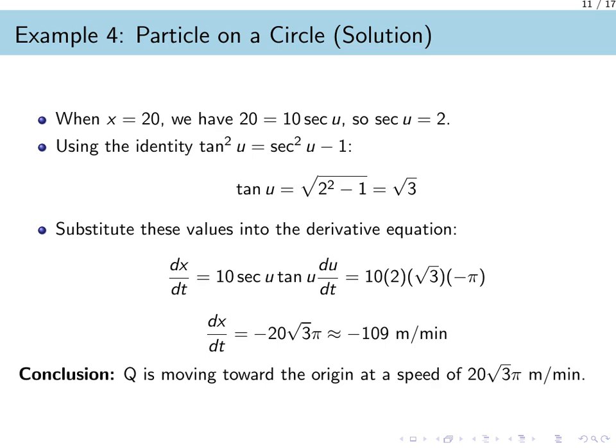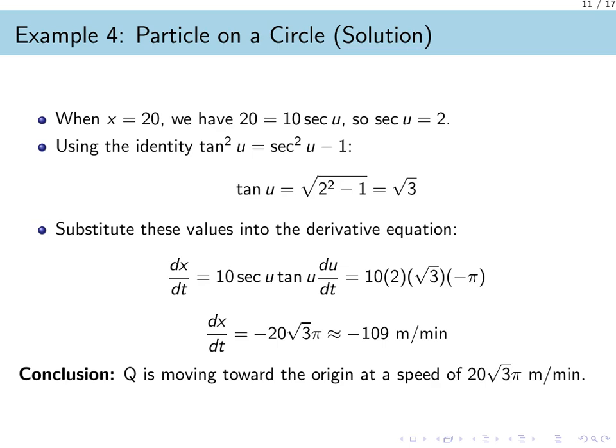Now that we have our derivative equation, we can find the speed of point Q at the specific moment when it is 20 meters from the origin. First, we use our geometric relationship, where x equals 10 times the secant of u, to find that the secant of u must be 2. Next, using a trigonometric identity, we find the tangent of u is the square root of the quantity 2 squared minus 1, which simplifies to the square root of 3.